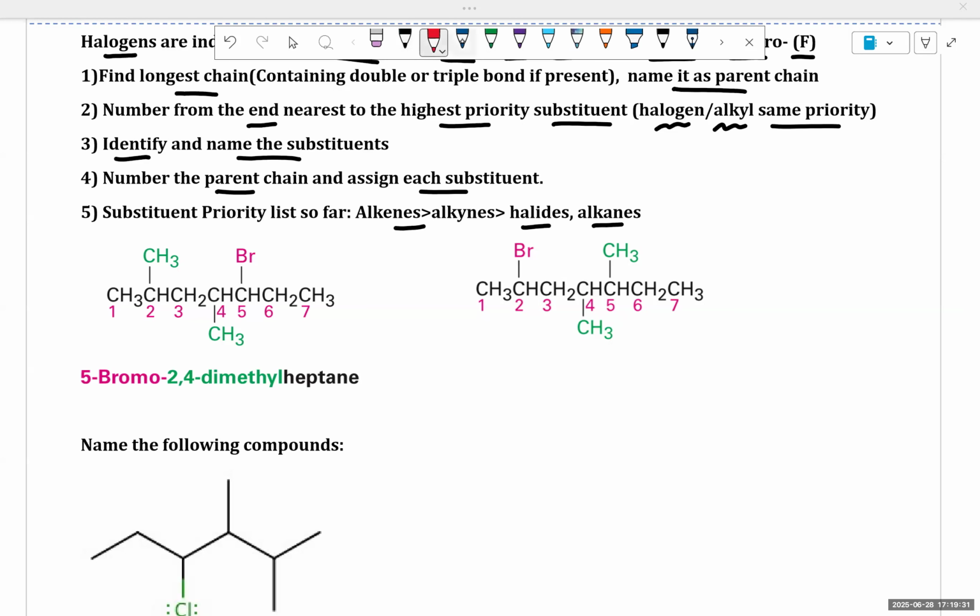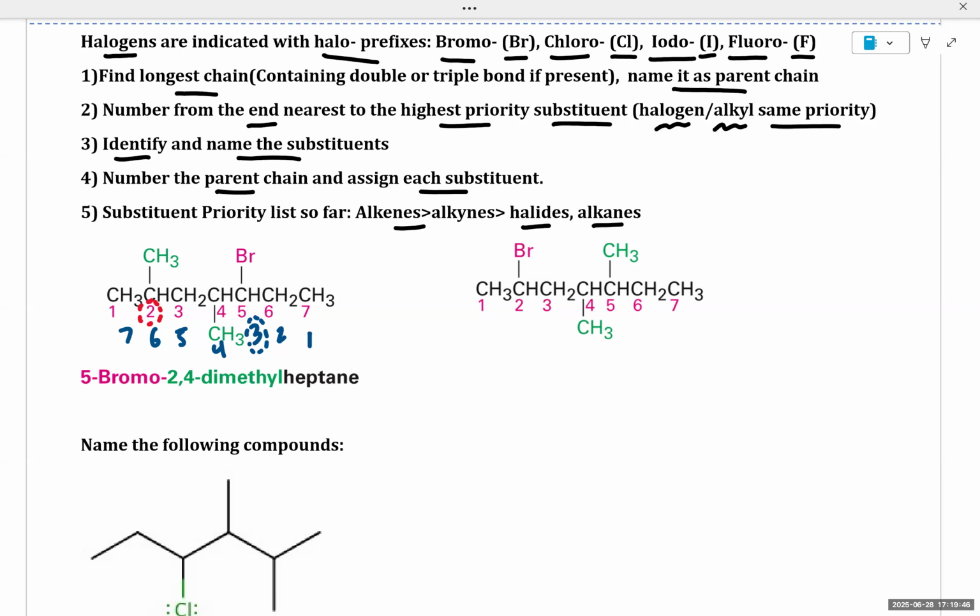The reason why we choose the numbering method in red is that if we compare the alternative numbering method, we would have a locant number of 3 instead of 2. And as we can see, 2 is lower than 3. So in this case, the methyl group, because it has the lowest locant number, we use the numbering method in red because it gives the lowest locant numbers sequentially. So this compound will be named as 5-bromo-2,4-dimethylheptane.